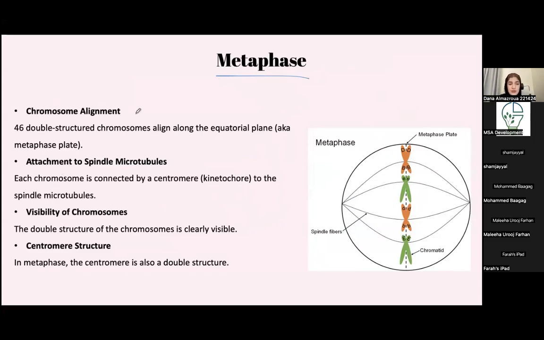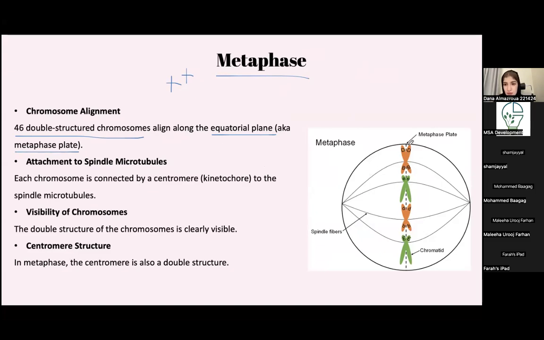So there's chromosome alignment. We said so far we have 46 double-structured chromosomes. We have these chromosomes because we've replicated them in the S phase. Remember, it's replicated. We have 92 chromatids and 46 chromosomes. This is where we've reached. Now, all of these chromosomes align along what is known as the equatorial plane, also known as the metaphase plane.